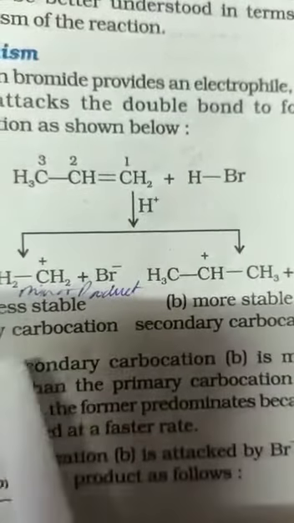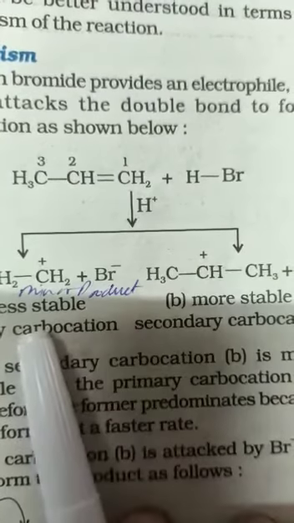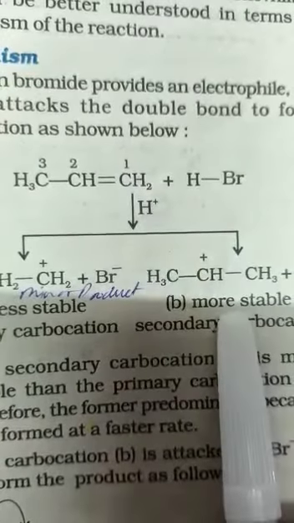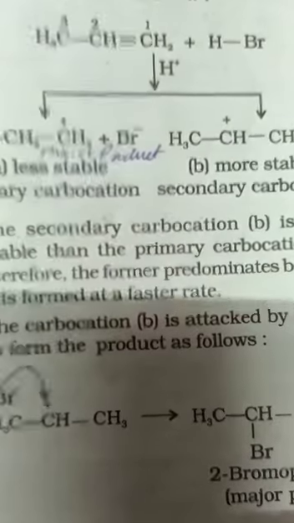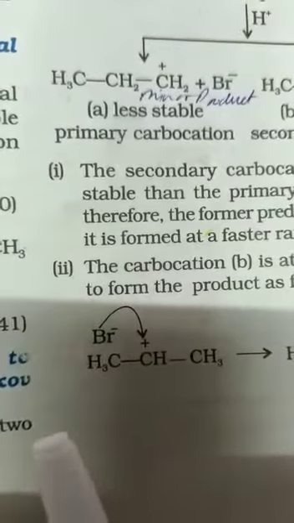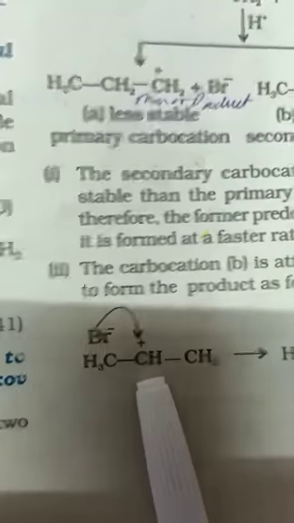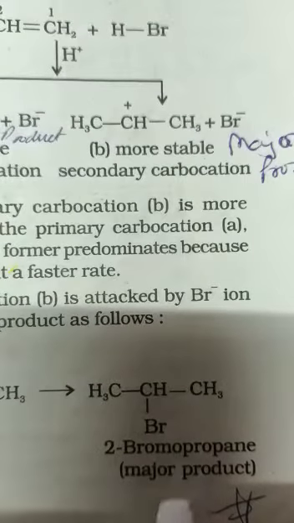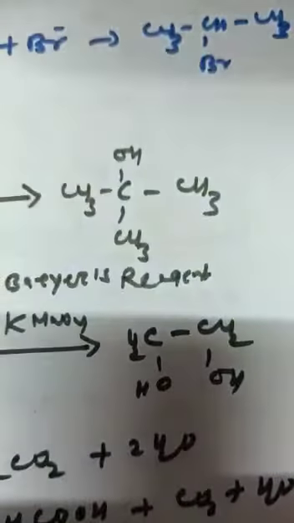We know that between the secondary carbocation and primary carbocation, the secondary carbocation is more stable than the primary carbocation. So the favorable reaction is this one. The secondary carbocation is more stable, so this is the major product. In the second step, the nucleophile Br negative is added on the secondary carbocation and gives the final product, that is 2-bromopropane. This rule is applied in absence of peroxide.